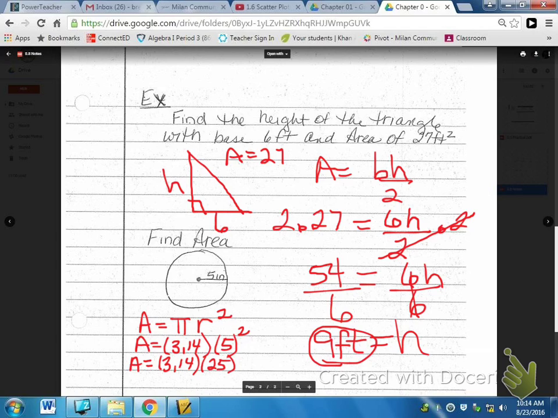You've got to square that first, and then at this point, 3.14 times 25, you get exactly 78.5 inches squared. So the final answer is 78.5 inches squared.